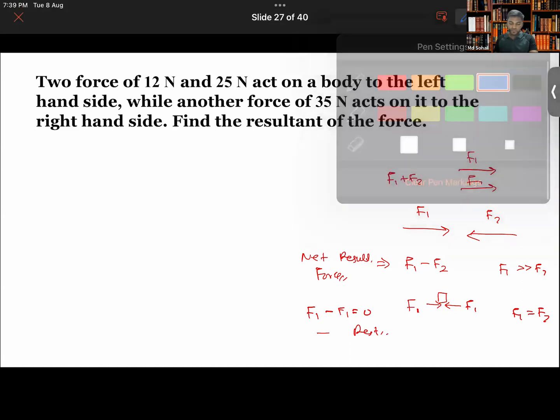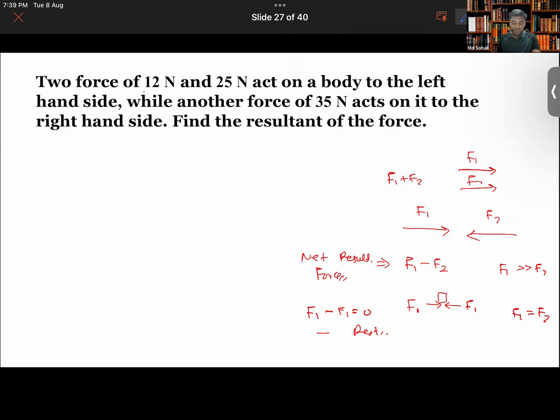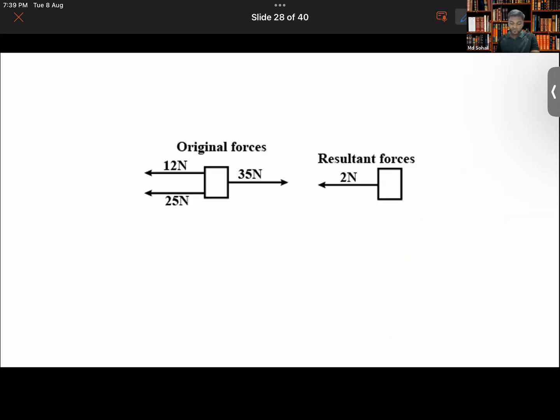The question says that there are two forces. One has magnitude 12 Newton, another one has 25 Newton. And this 12 Newton is acting on a body on the left hand side, while the force 35 Newton acts on the body on the right hand side. We need to find the resultant force. Two forces are acting on the body on the left side, the force 12 Newton and 25 Newton. See this diagram, that will assist you guys. Now you guys are required to find the resultant force.